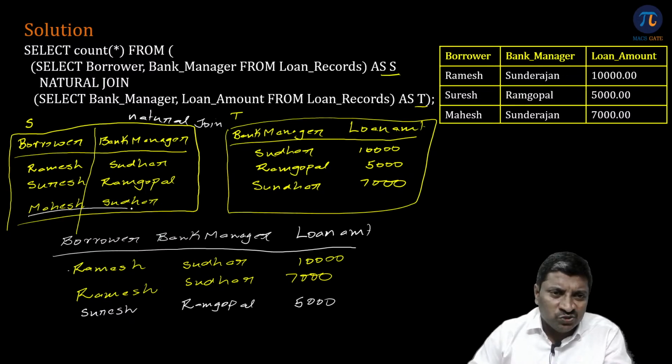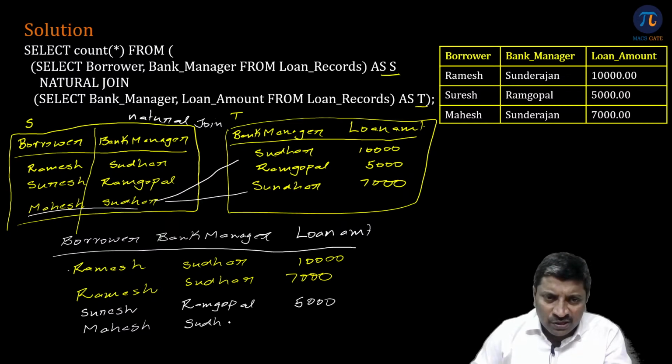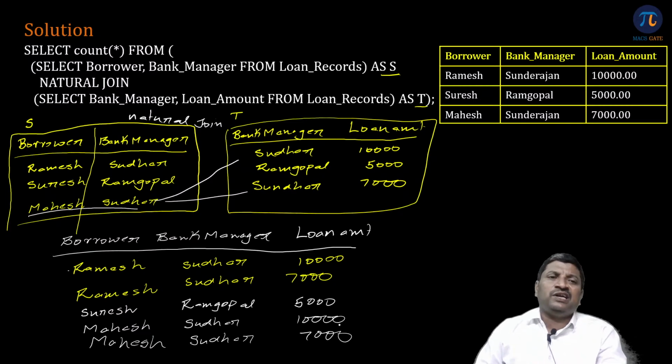Mahesh, again Sundar. Sundar is having two matchings. Mahesh, Sundar, 10,000. Mahesh, Sundar, 7,000. That's it. This is the natural join.